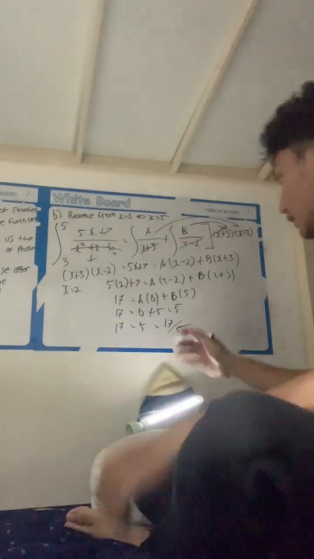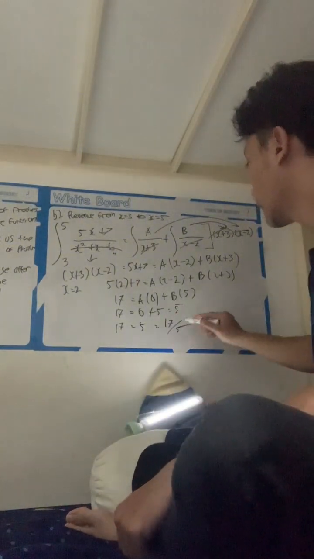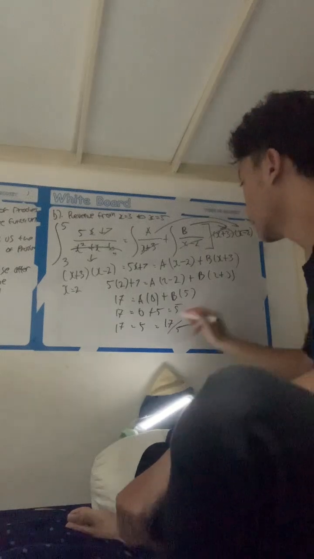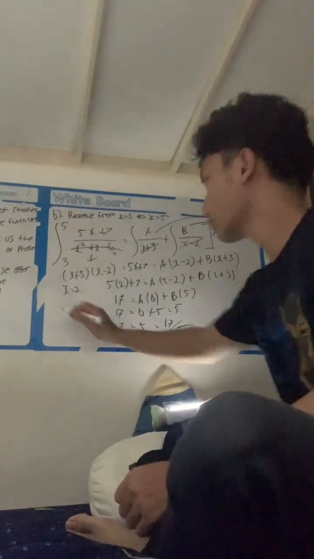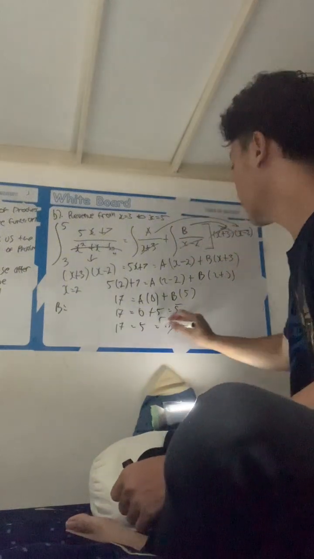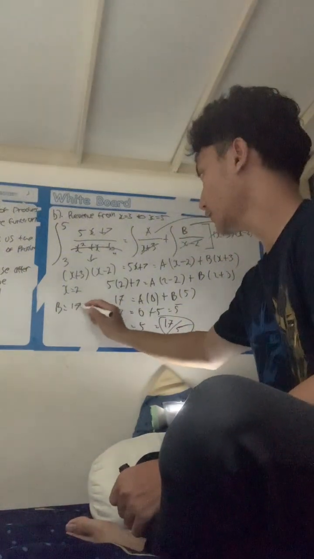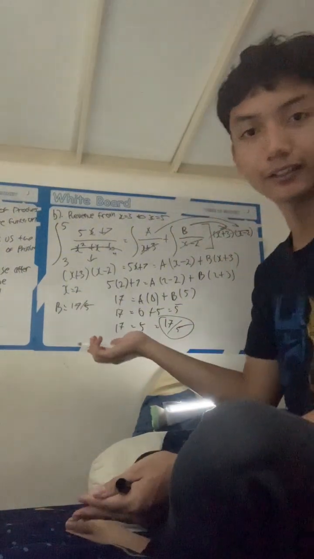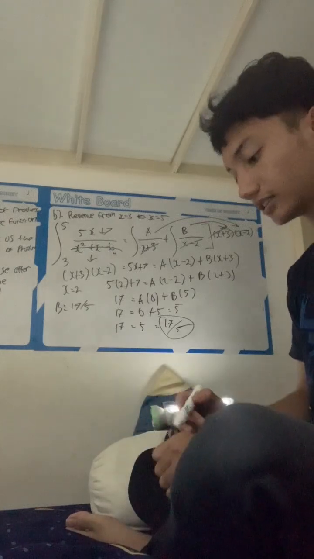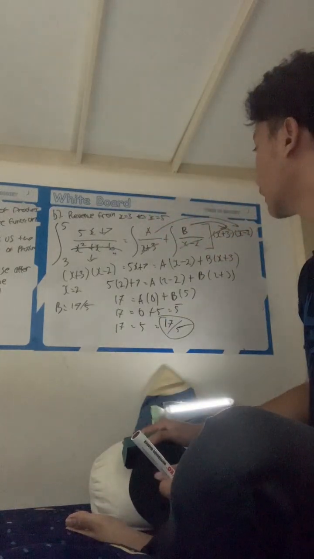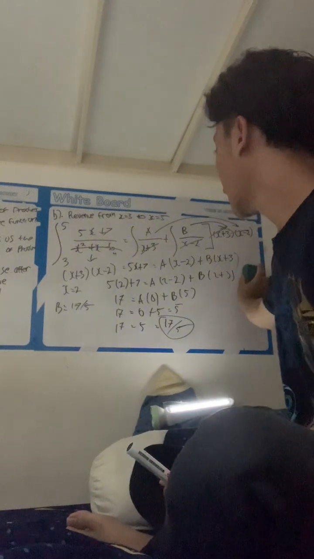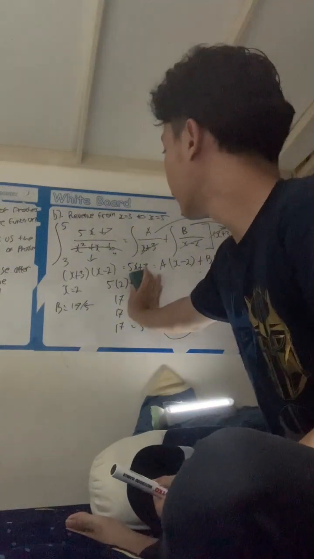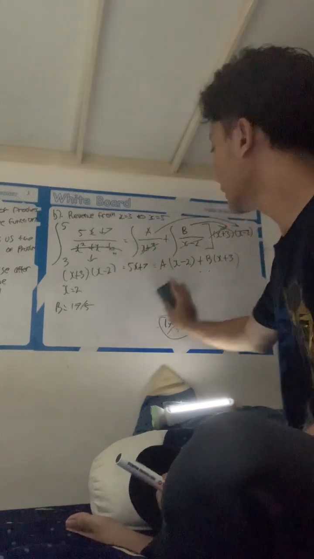Thus, we have 17.5 here, and so this is the b. Oh wait, I'm sorry. So the b itself is here, 17 per 5. Okay, simple enough. Then we will do it for the a.